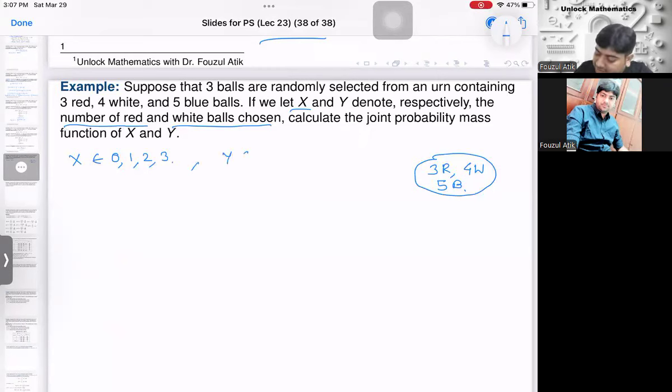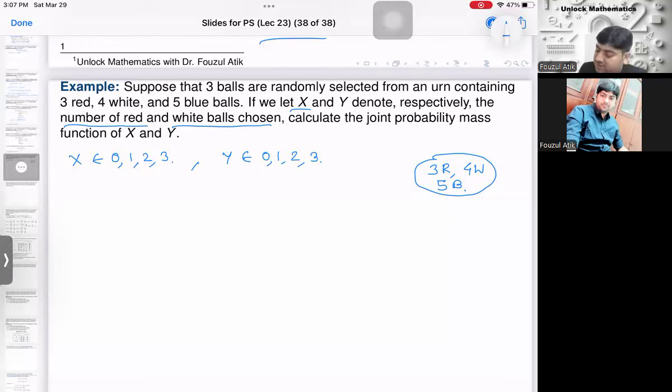Similarly, the random variable Y will take which value? Because Y counts the number of white balls. But you have selected three balls. So the number of white balls can be 0, 1, 2, or 3, because you have selected only three balls. So random variables X and Y take these values.